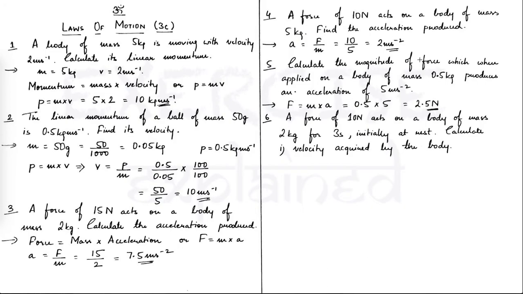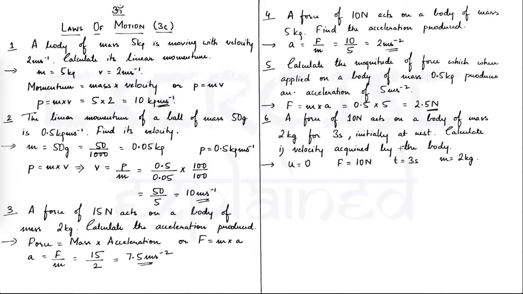So coming to question number 6, exercise 3C ICSE 9th. A force of 10 Newton acts on a body of mass 2 kg for 3 seconds, initially at rest. So the force is given as 10 Newton. It acts on a body of mass 2 kg. So m is given as 2 kg. Time is given as 3 seconds. Initially at rest. That means initial velocity is 0.